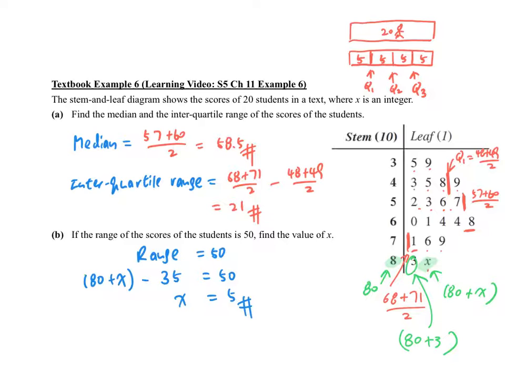By the way, one common mistake is that some students may write 80 plus x in this format. It's not okay, because mathematically, if you put it in this way, you mean 80 times x. But here we are talking about 80 plus x. That's why be very careful with the presentation.